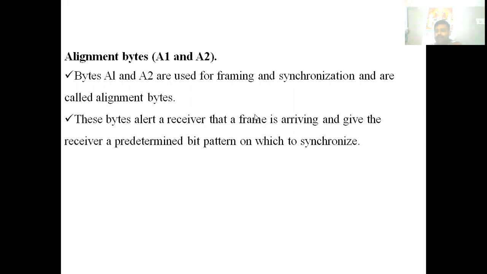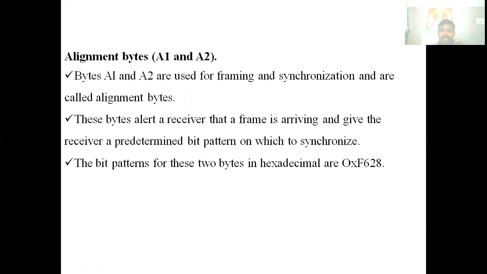So first one is the alignment byte. Alignment bytes are used for framing and synchronization. It alerts the receiver that a new frame is arriving, and asks the receiver to synchronize. For doing this, it uses a special bit pattern, which is 0xF628, mentioned in hexadecimal. These bytes serve as a flag. Okay, next one is the section parity byte.